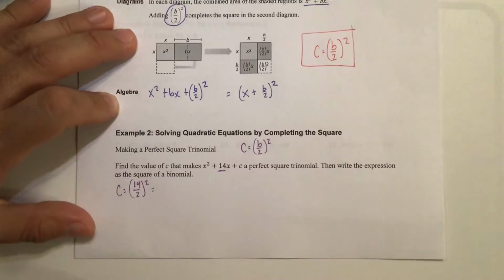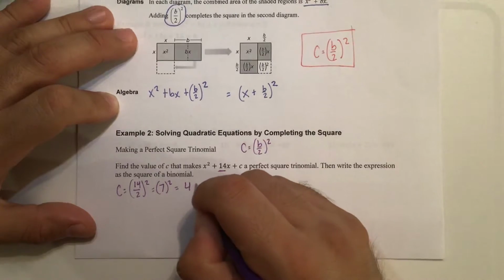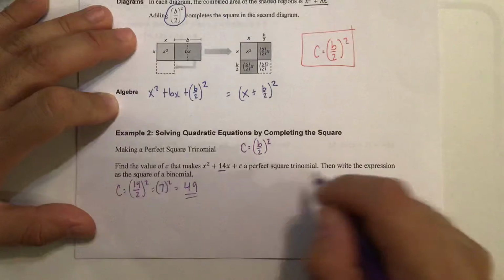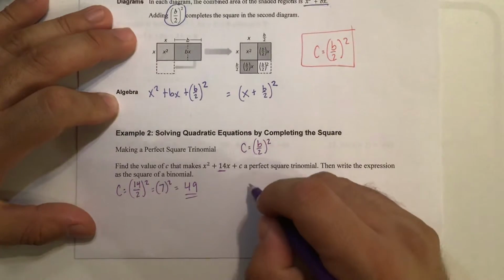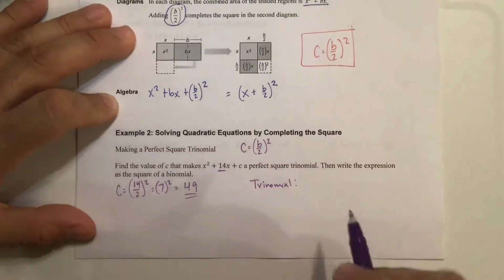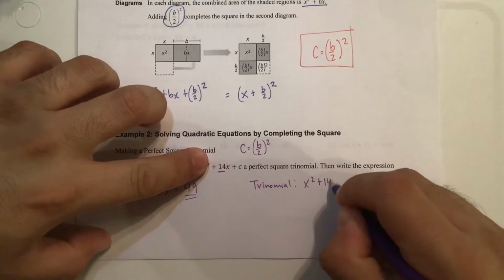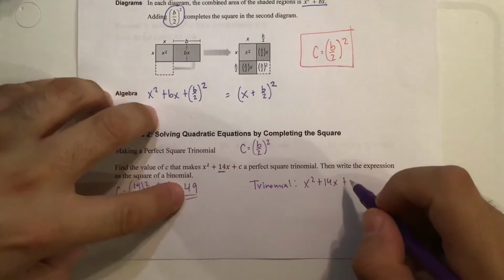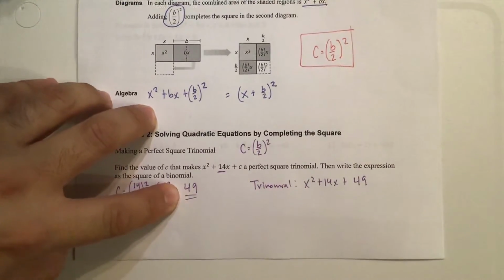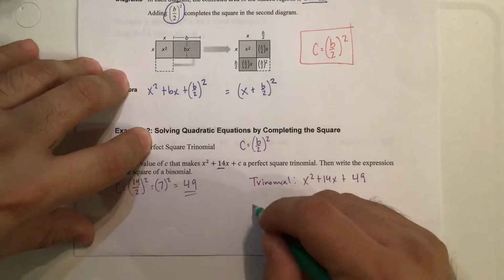So 14 divided by 2 is going to give us 7. And 7 squared is 49. Okay, and that right there is our perfect c value. So when we talk about our perfect square trinomial, that's going to be x squared plus 14x plus our c value, which we just came up with as 49. Now, the second part it says is then write the expression as the square of a binomial. So here's my square of a binomial.